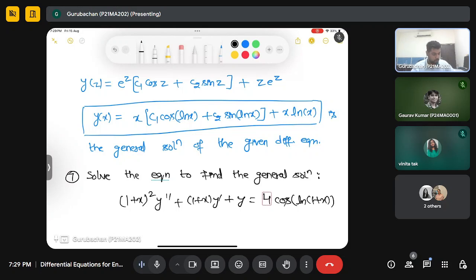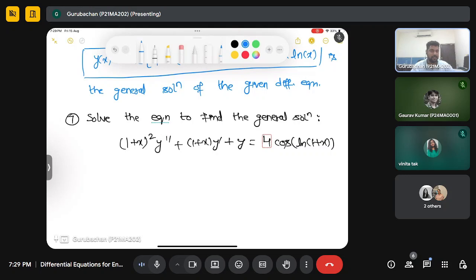If you observe it properly, this is nothing but an alternative form of Cauchy-Euler equation. Here, the x square y double dash type of term is played by 1 plus x whole square. So 1 plus x is nothing but a dummy variable in the place of x. So try this one. It's similar to question number 6. Try.